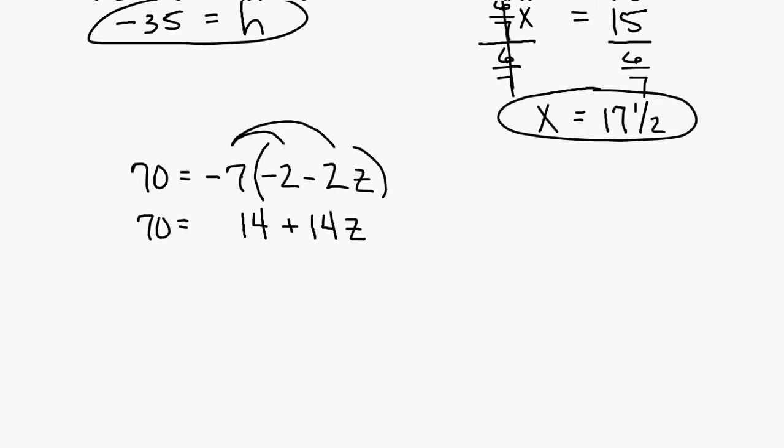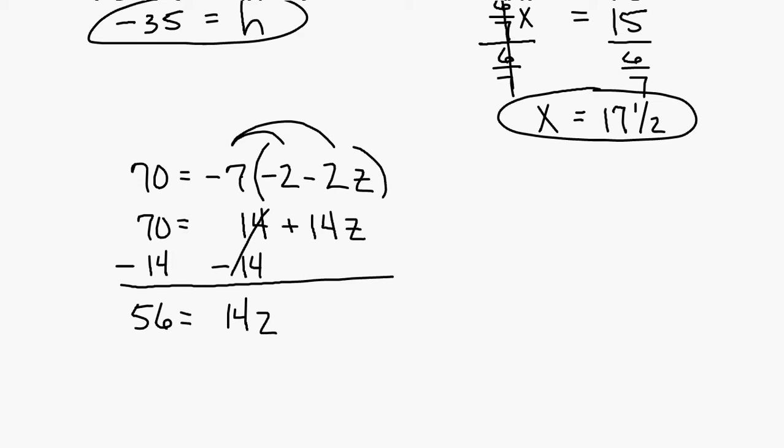Your next step is to get the variable by itself. So you're going to subtract 14 from each side. Now, take your calculator right now, please, and do 70 minus 14, hit equals. So 56 equals 14z. Now, if you just leave the calculator alone, the next step in this problem is to divide both sides by 14. So since the 56 is still sitting in your calculator, you can push divided by 14 equals. And 4 is equal to z.